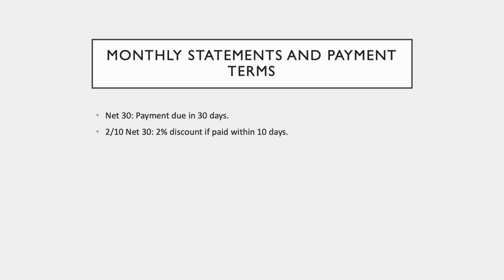Next, businesses usually send out monthly statements to customers. These statements list all transactions, amounts due, and payment terms. For example, a customer might have 30 days to pay with a 2% discount if they pay within 10 days. These terms need to be clearly communicated and approved by management.